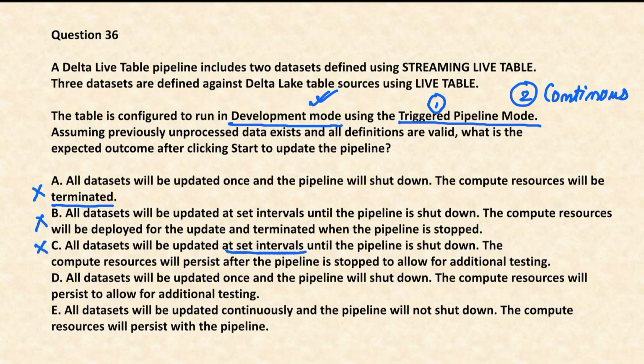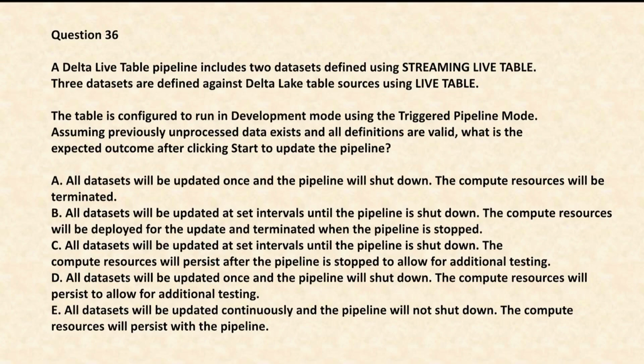If we go ahead and see the option D, it is updated at once, which is correct, and the pipeline will shut down, which is correct. But the compute resources will persist allow for additional testing. This is correct. So now if I see the next option also, it update continuously. No, it cannot do an update continuously because it can be done continuously in the continuous mode and not in the triggered mode. So the option D is correct for question number 36.